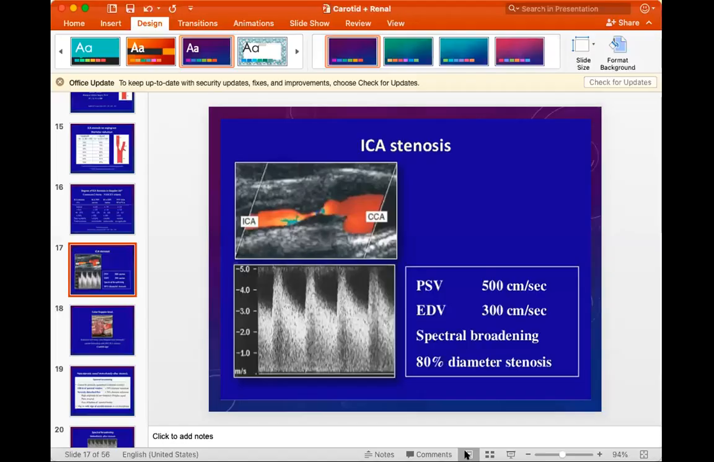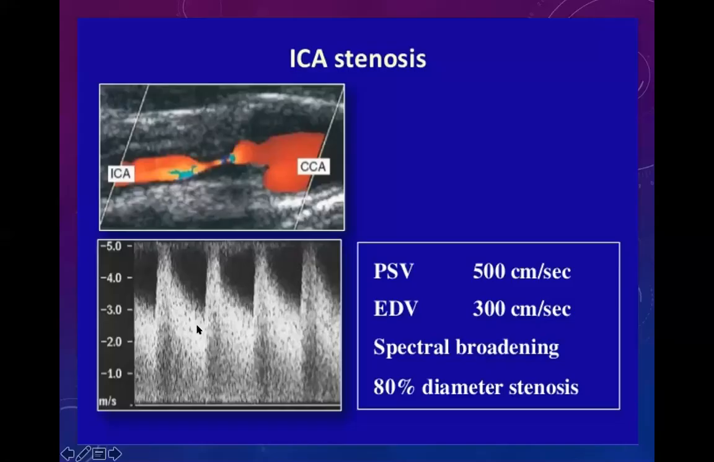Okay, so if you see this, then with the stenosis, the PSVs are going high. You see this 500 PSV, and the PDV that you see here is 300. So this is with a spectral broadening. This is a stenosed segment graph that you are seeing here. In a normal segment, the PSVs and EDVs will be normal and the broadening will not be as much. So this is the ICA that you see.